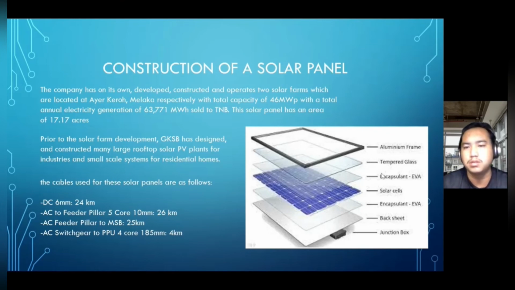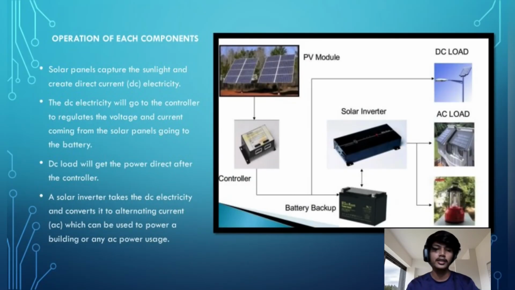This is our layer from the solar panel, which is aluminium frame, tempered glass, encapsulant EVA, solar cells, and encapsulant EVA again, backsheet, and lastly a junction box. So that's all from me. Thank you.